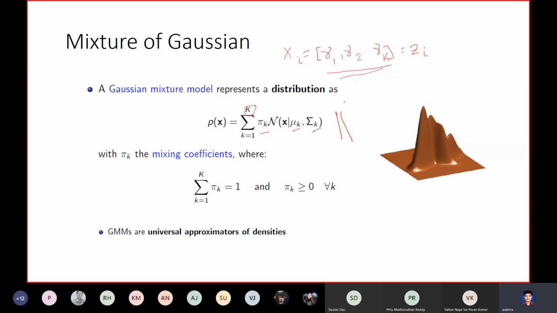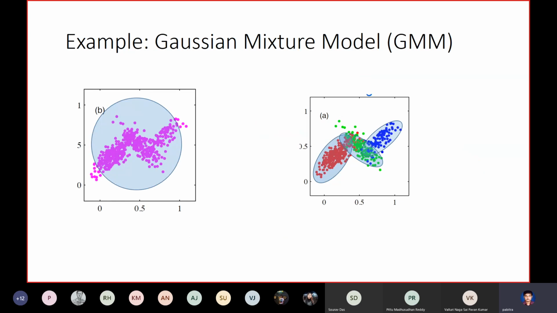But note that in the training data, nowhere do we mention this gamma 1, gamma 2, gamma k. The training data is just a collection of points. Nowhere does it say this red point belongs to component 1, or that it has this gamma 1, gamma 2, gamma 3, and so on. We never say that. It's not mentioned in the data. So it's a latent variable.